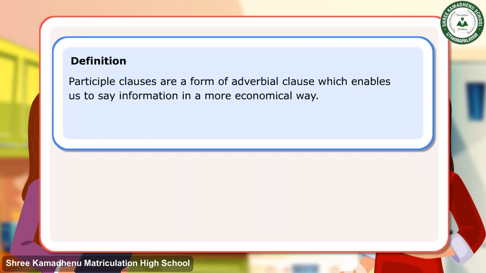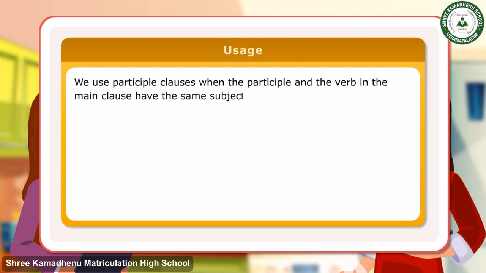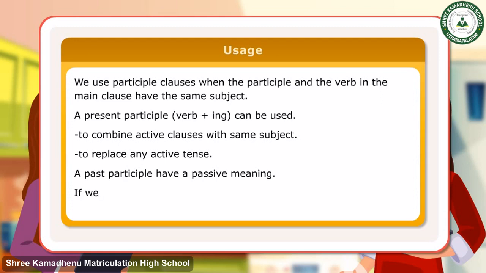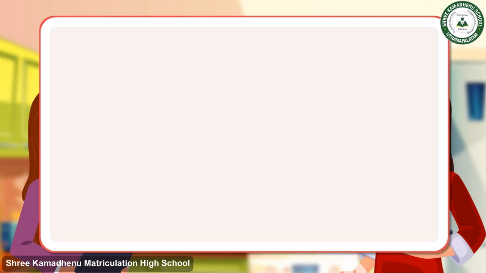Definition. Participle clauses are a form of adverbial clause which enables us to say information in a more economical way. Usage. We use participle clauses when the participle and the verb in the main clause have the same subject. A present participle, verb plus ing, can be used to combine active clauses with the same subject, to replace any active tense. A past participle has a passive meaning. If we wish to emphasize that one action was before another, then we can use a perfect participle, having plus past participle. Let us look at some example sentences.